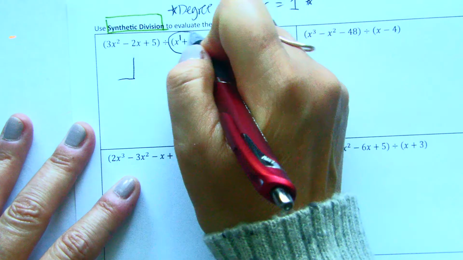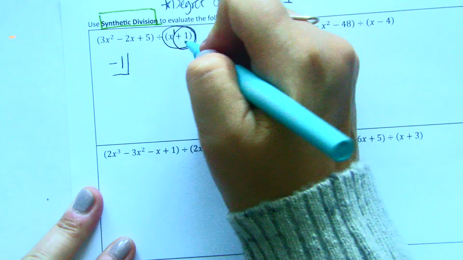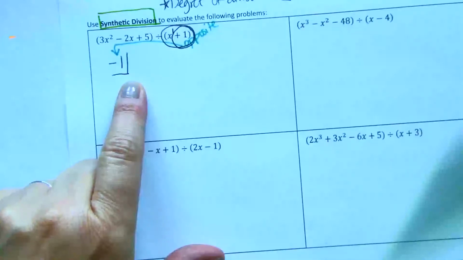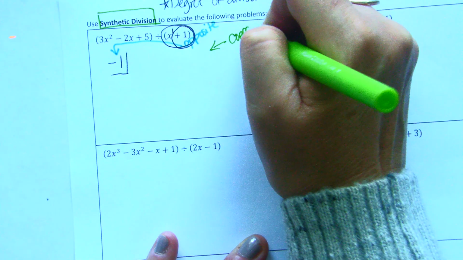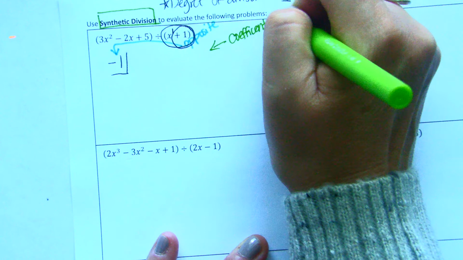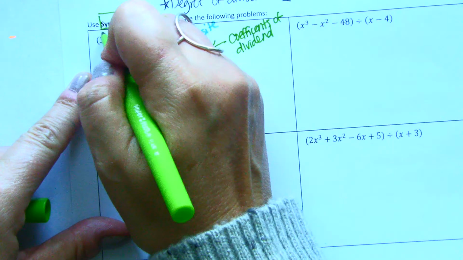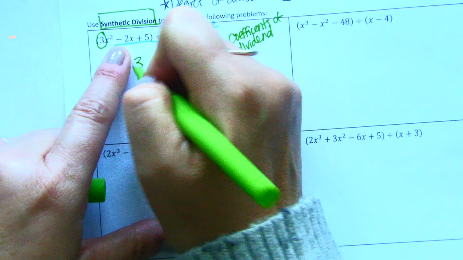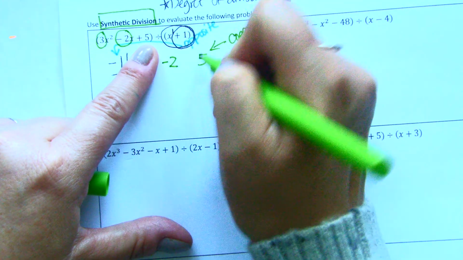So we put the opposite of this number in here. Okay, opposite, that's what goes in here. And then inside here, I'm going to put the coefficients of the dividend. Okay, and if you don't have something, you're going to put a 0. So 3, the next one's a -2, and then the next one is a 5.